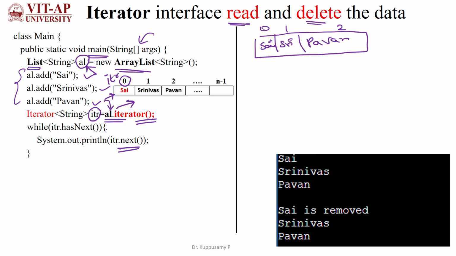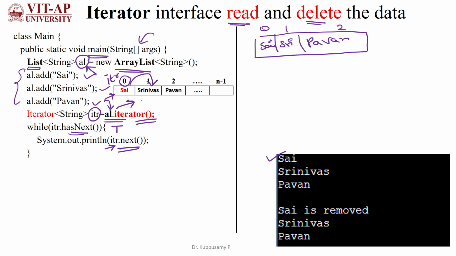Now it checks has next element or not. Yes, it is having an element, so it will return true. When it returns true, it will get inside the while loop. It is printing the current element, Sai. Then it moves to the next value, the next index.